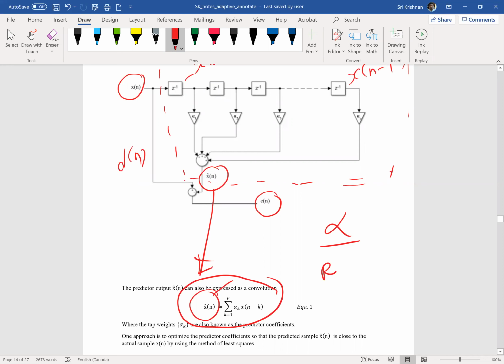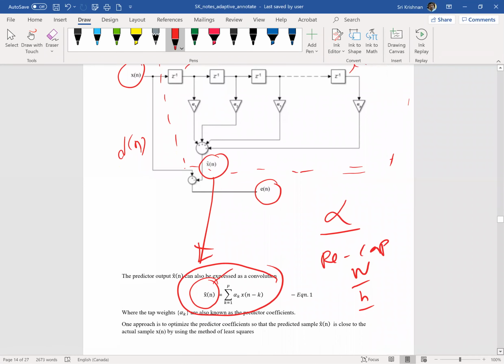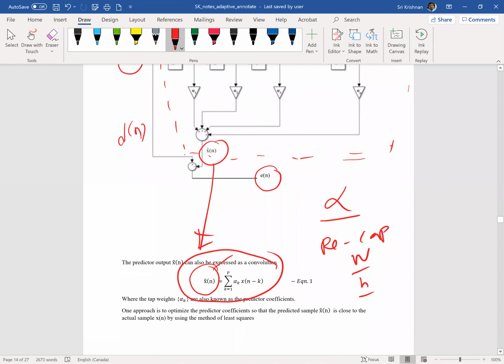Just as a recap, previously we used W and H. They all represent the same functionality. They all represent the impulse response of the filter, or it's kind of the characteristic of that system. It's just to make sure that we understand the differences between the filters. H was meant for fixed filtering, W was meant for adaptive filter, and alpha is a special case of adaptive filter, which is a predictor here. Nothing else is different. The same thing happens here.